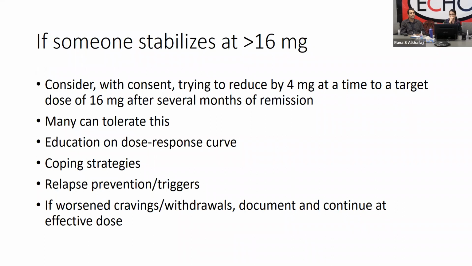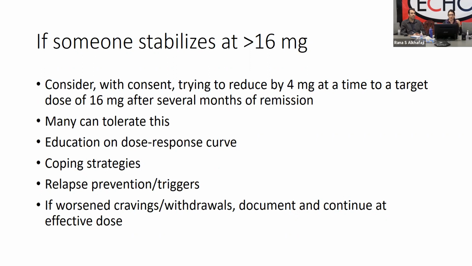So if someone stabilizes after those first few days at above 16 milligrams, if they've gone up to 20 or 24, then we like to consider having a conversation with them about trying to decrease by 2 to 4 milligrams at a time to a target dose of 16 milligrams after they've been stable for several months, simply because they might have, again, gotten over that hump of the induction, and actually the receptor availability doesn't change a whole lot between those doses, and so people may find that they actually are as comfortable and not craving and withdrawing at a slightly lower dose. So many people can tolerate this.